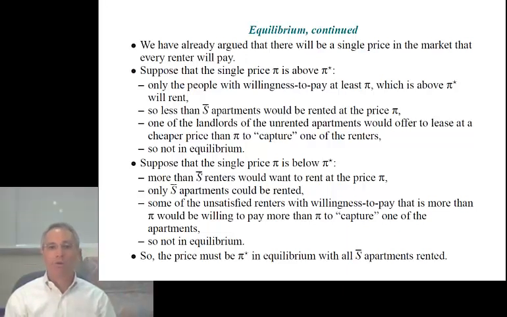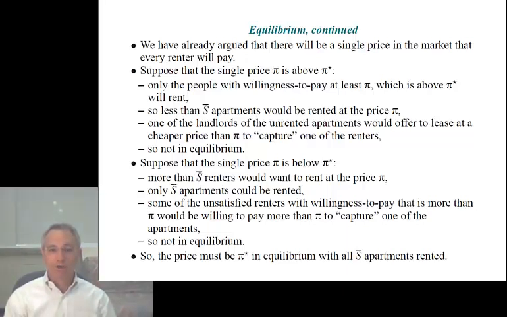So one of the landlords of the unrented apartment, who's not making anything, not renting his apartment, and therefore his profit is zero, would presumably offer to lease at a cheaper price than pi to capture one of the renters, to grab one of the renters who would otherwise pay price pi. So this means we're not in equilibrium.